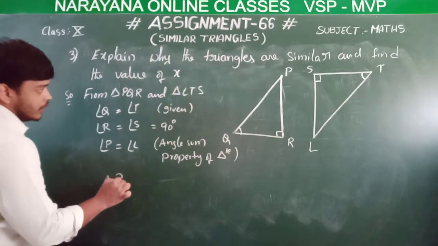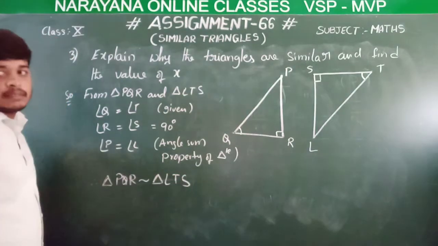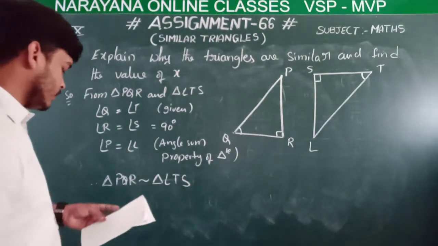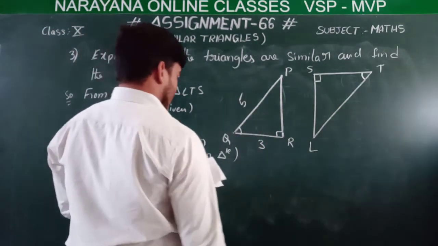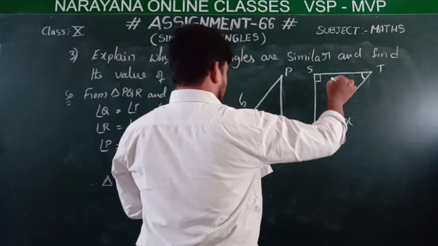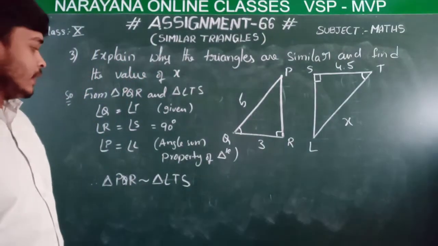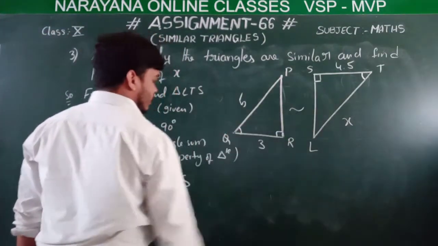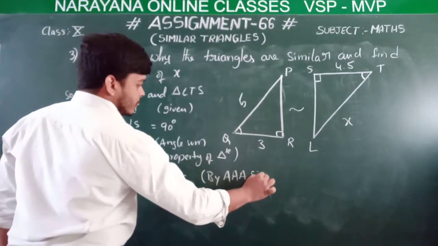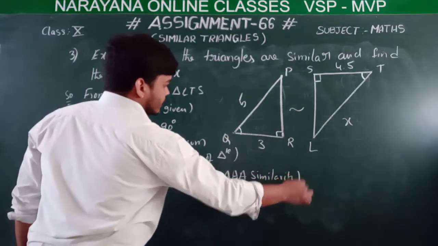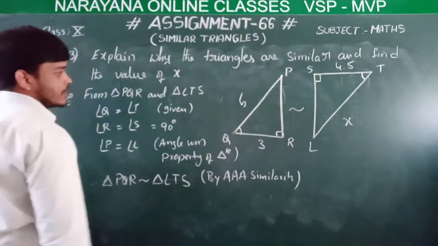Therefore triangle PQR is similar to triangle LTS. Here we need to calculate our x value. See here, QP is 5 and QR is 3, and LT is x and TS is 4.5. So these two triangles are similar. Which criterion? By AAA similarity.